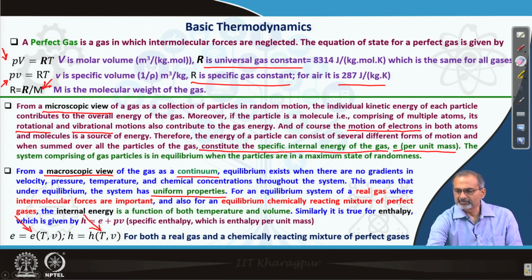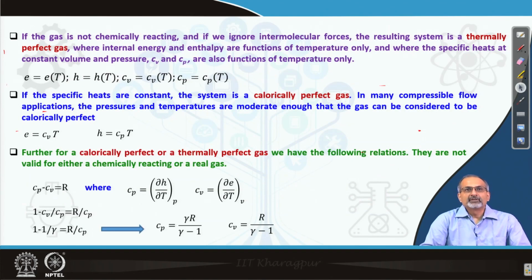to the next slide. If the gas is not chemically reacting and if we ignore intermolecular forces, the resulting system is a thermally perfect gas where internal energy and enthalpy are functions of temperature only, and where the specific heats at constant volume and pressure, which we call Cv and Cp, are also functions of temperature only. So, the thermally perfect gas assumption should be clear to you.